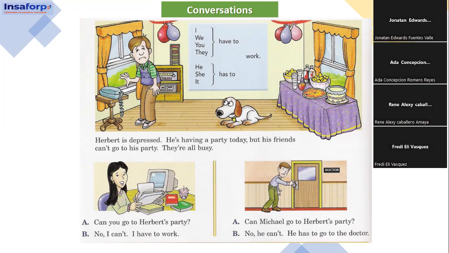Now, let's start, right? Observe the situation here. There is a special situation. Pay attention, class. Pay attention. Here we have Herbert. It's his birthday. Happy birthday, Herbert. Happy birthday to you. It's his birthday, right? He's having a party. But his friends cannot go to his party. Oh. So Herbert is alone, right?